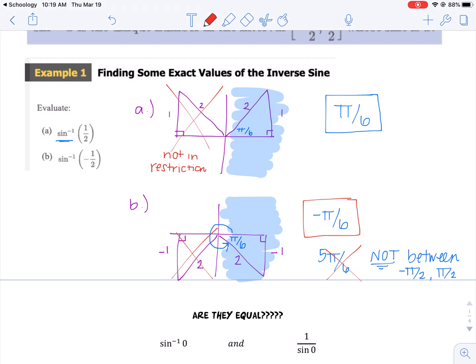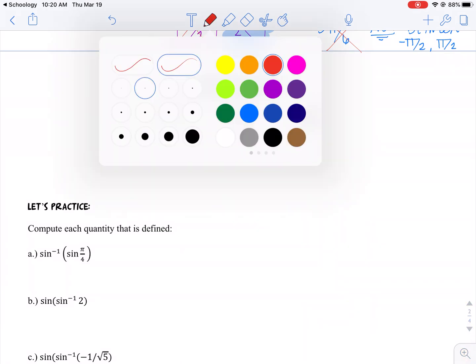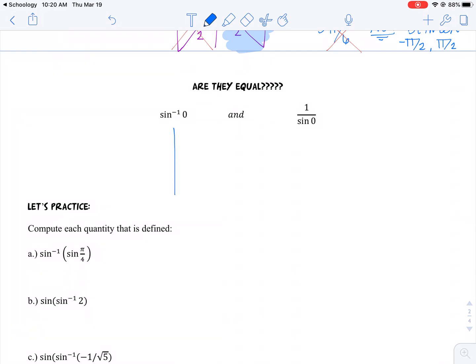So this will take some time, but again, if you understand where the restrictions are for each trig function, you'll be in good shape. So, moving on a little bit, quick question, are these equal? Now, a lot of people get these notations mixed up, so I want to make sure we clarify that before we move any further. Sine inverse is 0. Okay, well, let me draw my picture. Sine inverse is only in these two quadrants. So when is sine 0? Well, sine is 0 right here, at 0.